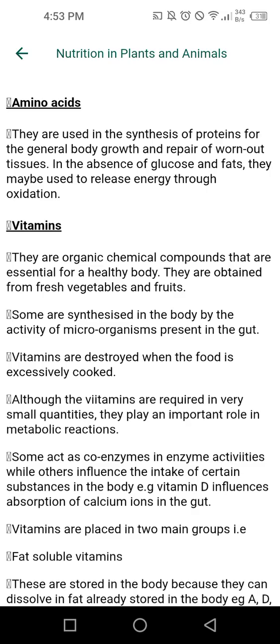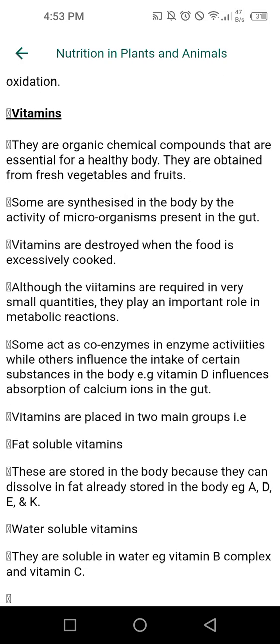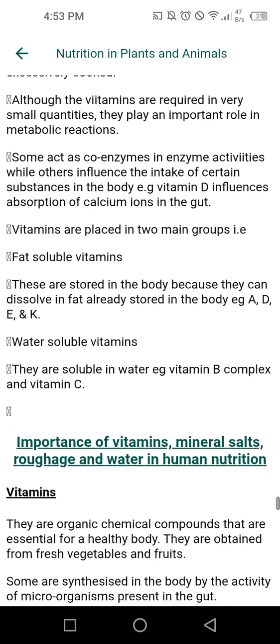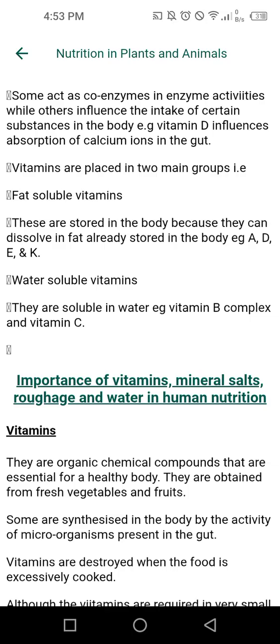Vitamins are placed in two main groups. Fat-soluble vitamins are stored in the body because they can dissolve in fat already stored in the body, e.g., A, D, E, and K. Water-soluble vitamins are soluble in water, e.g., vitamin B complex and vitamin C.